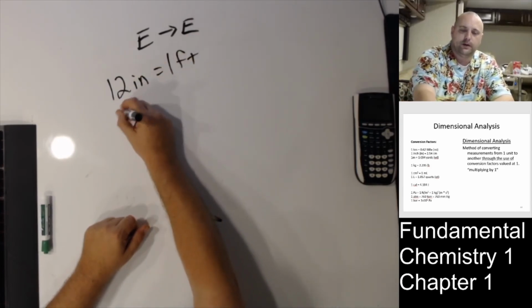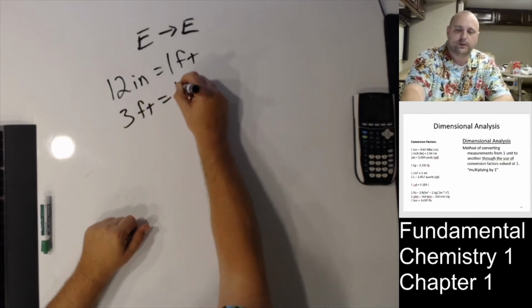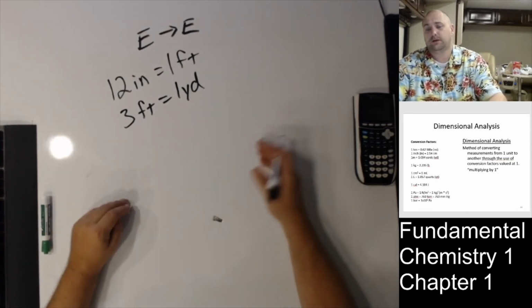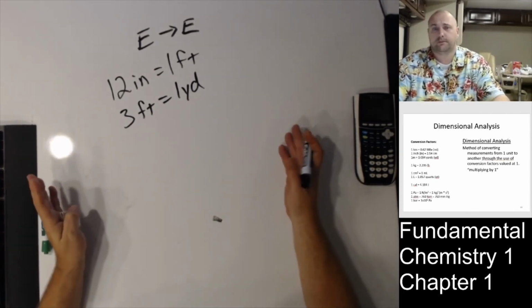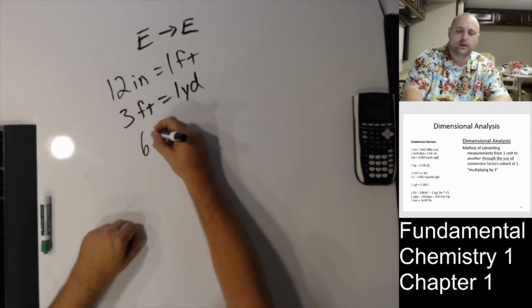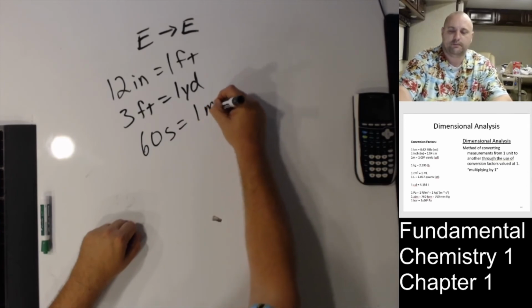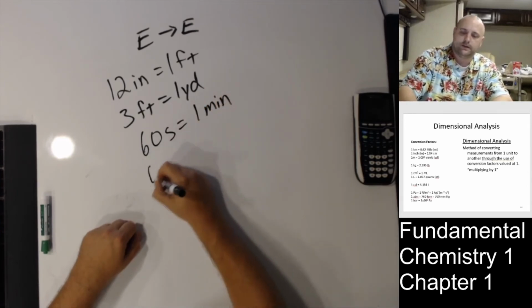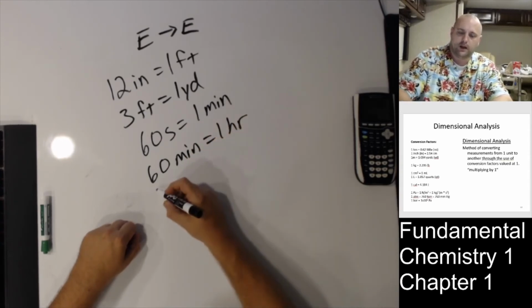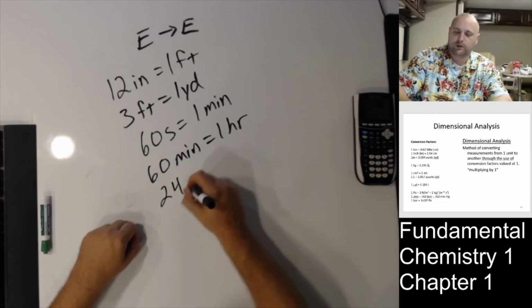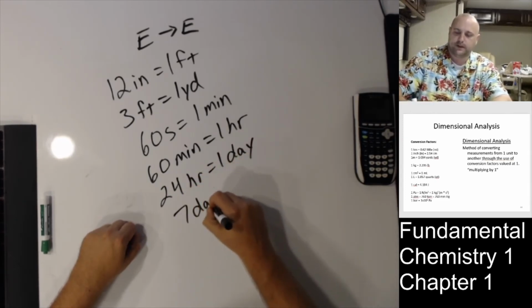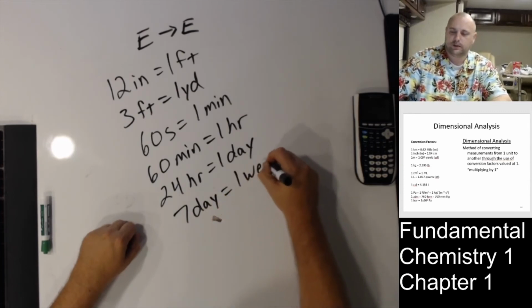And you need to know that 3 feet equals 1 yard. Oh man, our next question I usually ask is how many yards are in a mile? Nobody ever knows that. Don't worry about it. Let's see, what else are you going to need? Oh, you're going to need 60 seconds equals 1 minute. And then you're going to need 60 minutes equals 1 hour. And then you're going to need to know 24 hours equals 1 day. Oh, and 7 days equals 1 week.